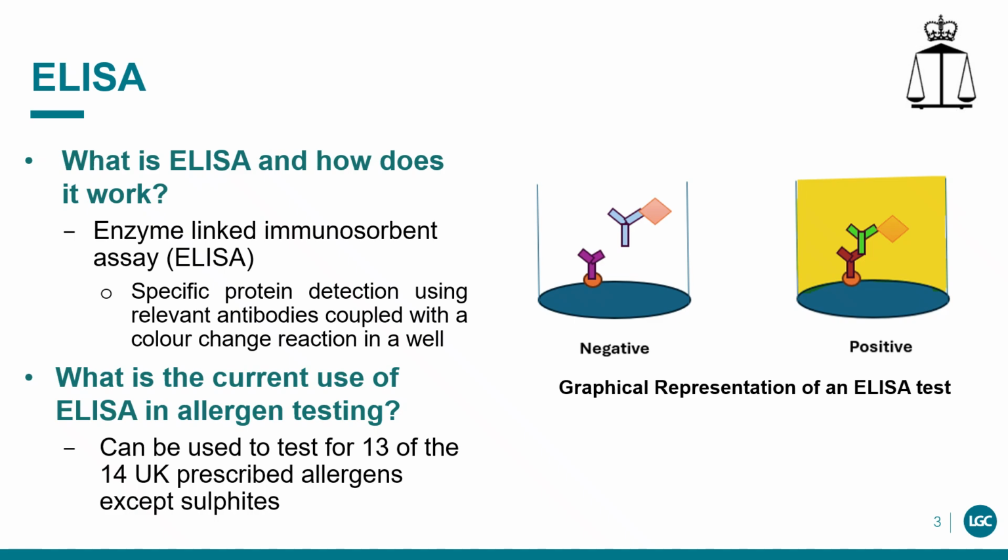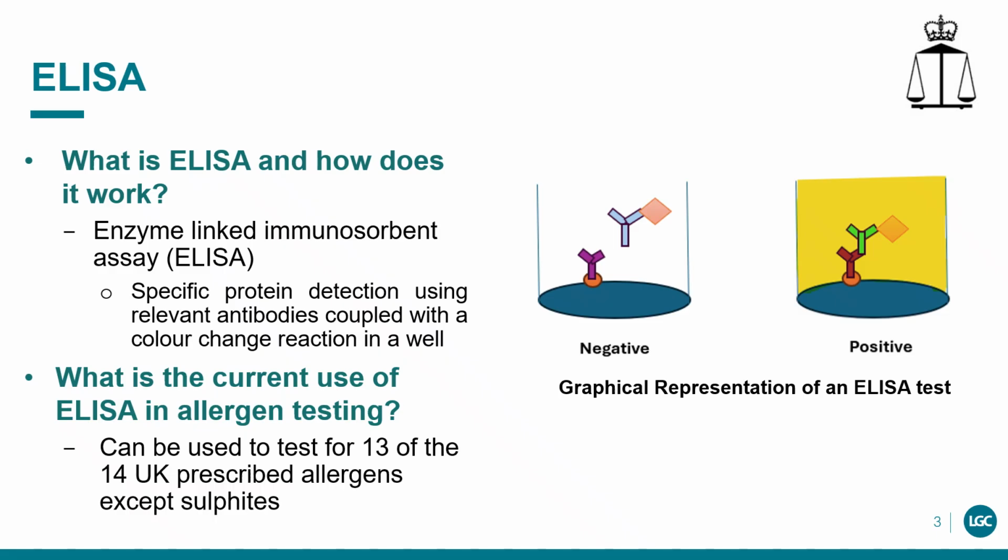13 of the 14 UK prescribed allergens may be detected by identifying the presence of a distinct protein, which is the primary focus of this presentation. However, as sulfur dioxide is not a protein, chemical methods are required to detect its presence. Enzyme-linked immunosorbent assay, or ELISA, is currently the primary method for detecting the presence of allergenic proteins in foods.